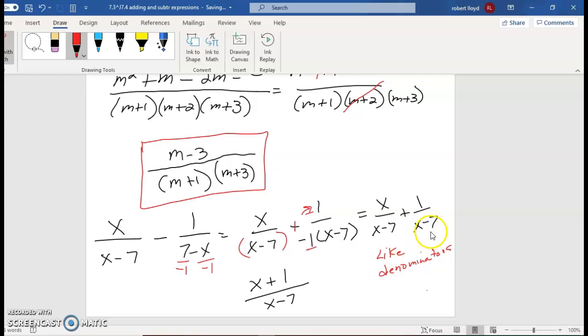Now we have like denominators. All we have to do is add the numerators. So that would be x plus 1 over our common denominator, x minus 7.